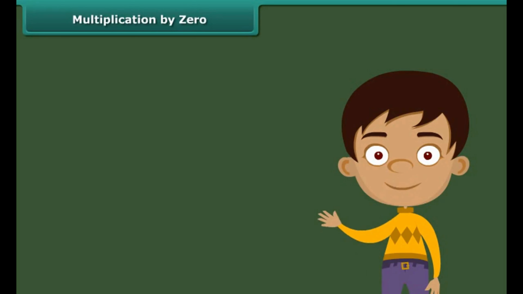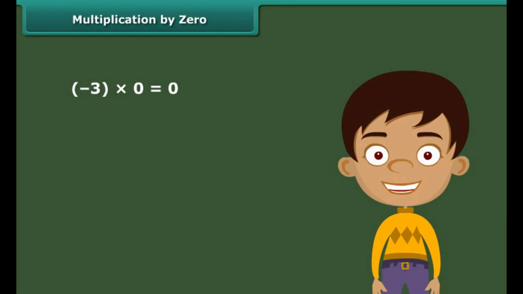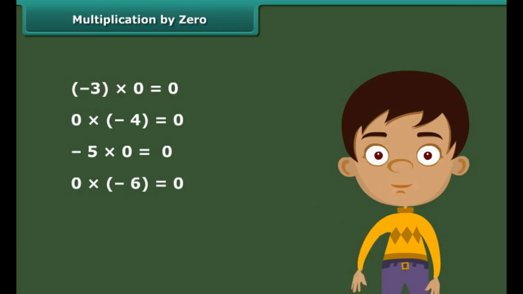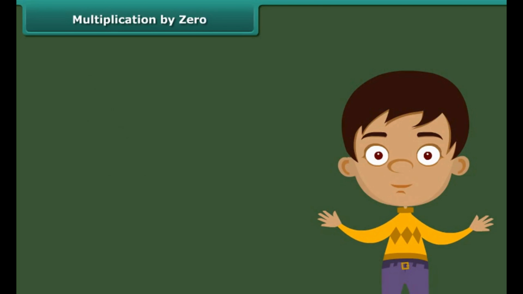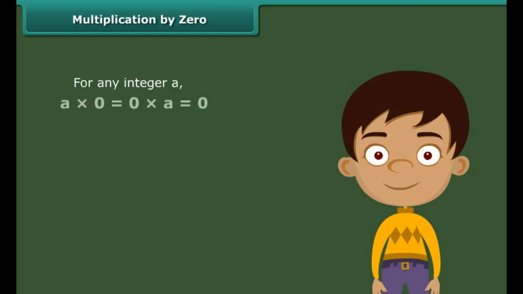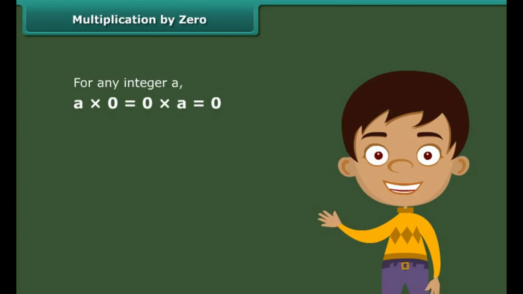The product of a negative integer and 0 is 0. For example, −3 × 0 equals 0. 0 × (−4) equals 0. (−5) × 0 is equal to 0. 0 × (−6) is equal to 0. In general, for any integer a, a × 0 is equal to 0 × a, which equals 0.